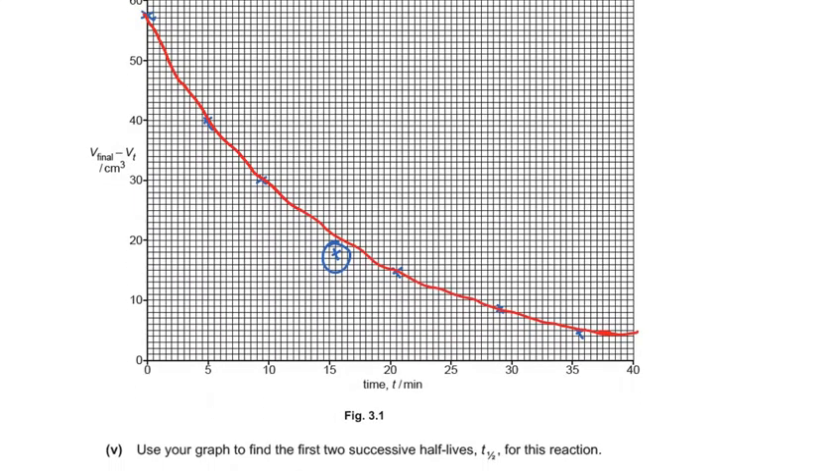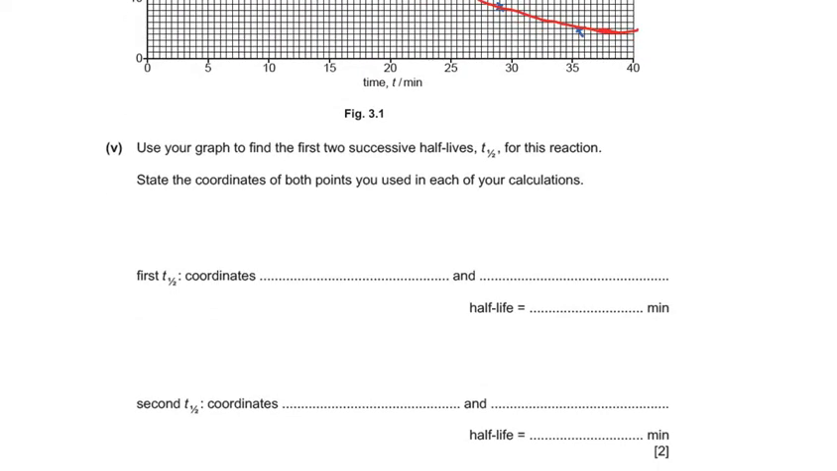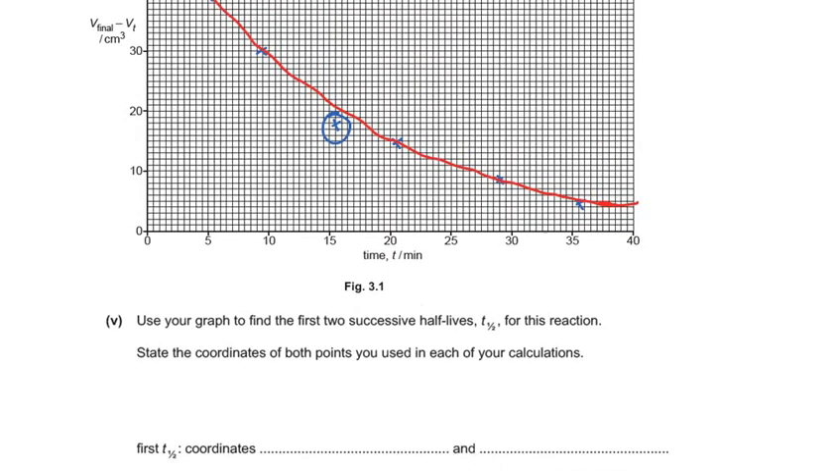So now it's lower, so here is one reason. Now use your graph to find out the first two successive half-lives, t half, for this reaction. State the coordinates of both the points you have used in each of your calculation. So we are supposed to calculate the two consecutive half-lives from the graph.